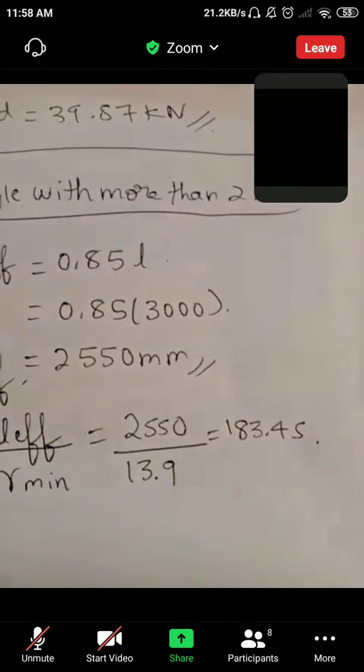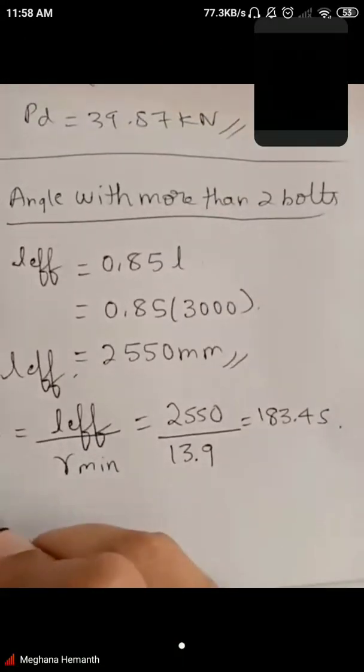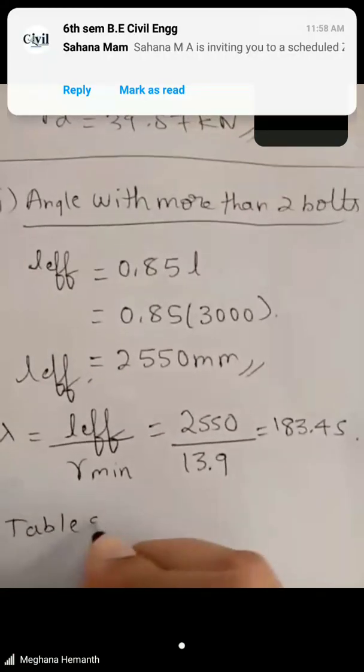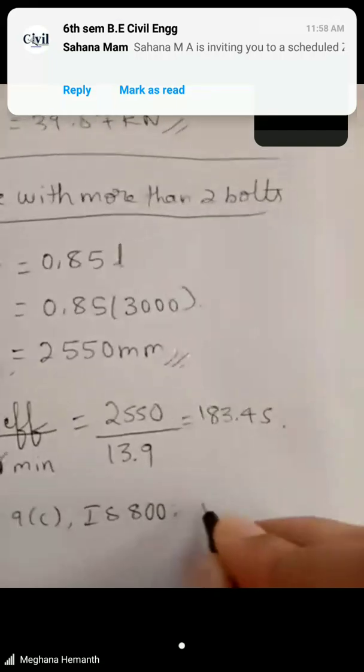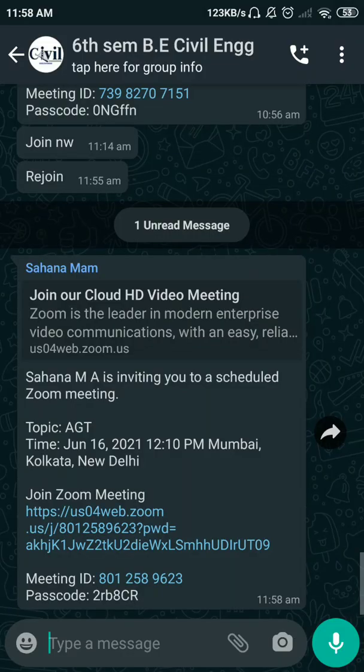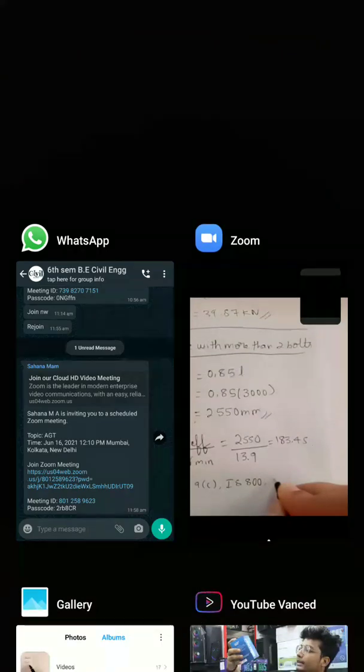183.45. Then what you have to do after you get your slenderness ratio, you have to refer your table number 9C of your IS 800. What will I get from that? I am going to get my FCD value. So here also again you have to interpolate.